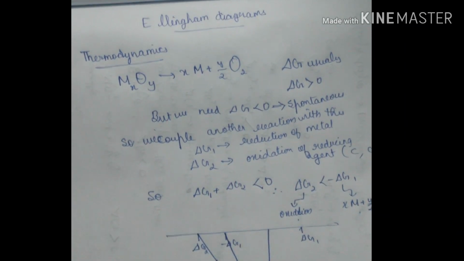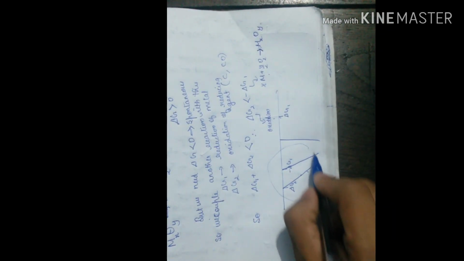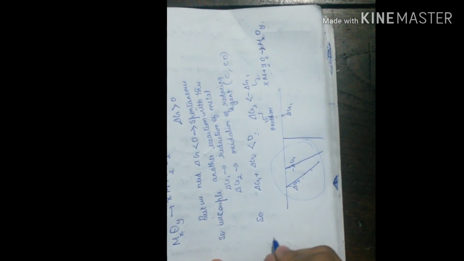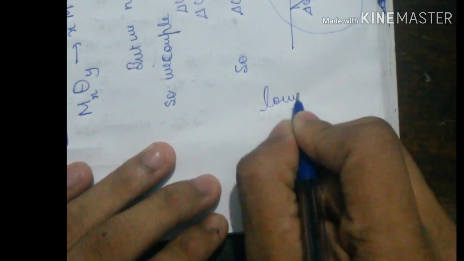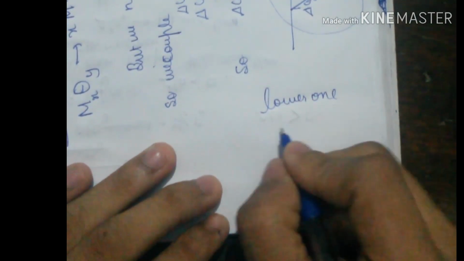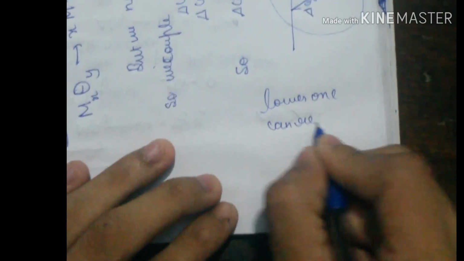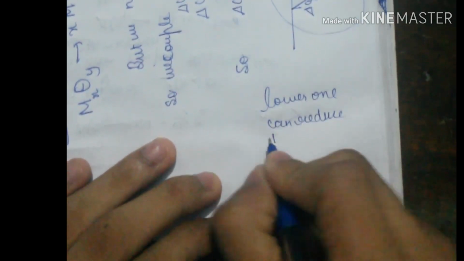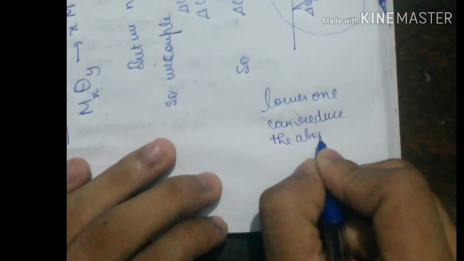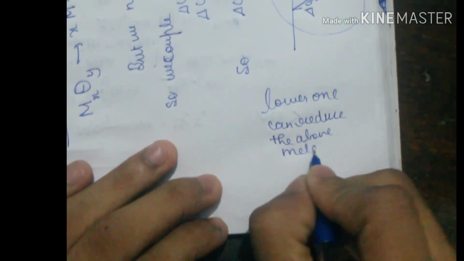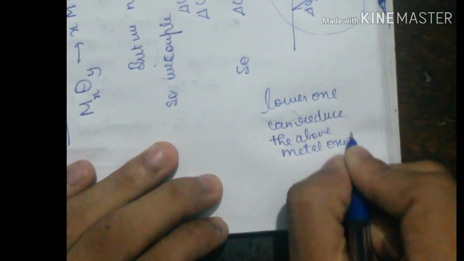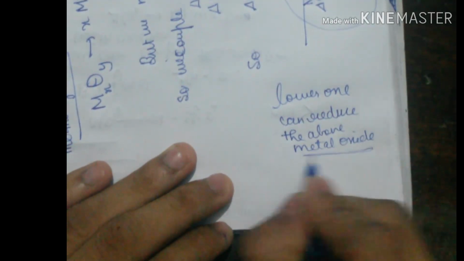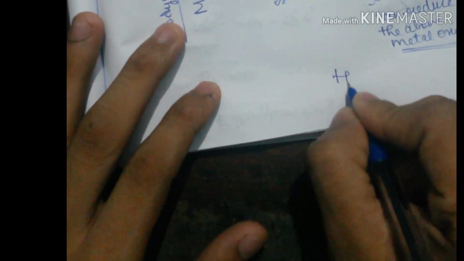So by reversing the graph we can see that the negative delta G1 is the oxidation of the metal which we see in the graph, and below it we can see the reducing agent, that is the delta G2. So thereby we reach the conclusion: the lower one can reduce the above metal oxide. This is the principle of the Ellingham diagram. Thereby we say that the lower one can reduce the upper one.